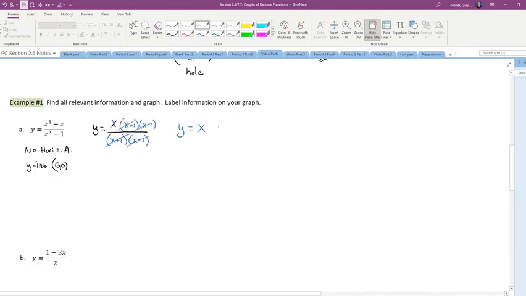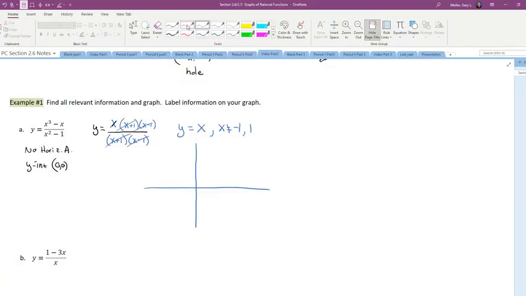But you know what? X cannot equal negative 1, and it can't equal positive 1, because if I plug those into the original, I get undefined. So what this tells me is I don't have to mess around with anything to graph this rational function. I can just graph its lookalike, which is y equals x.